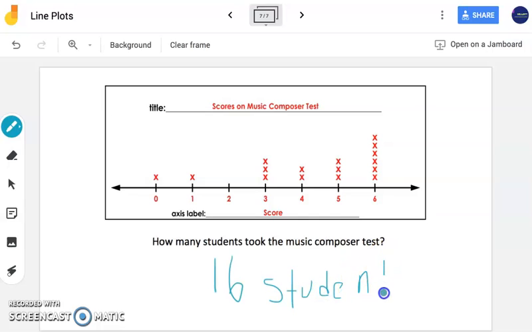And I know that's correct because I can also look back at my original chart given to me and look at all the pieces of data. Each score represents one student. Now that's telling me that every X here represents a student. So to find the total students, I would need to add and count all the X's that I see on my line plot.